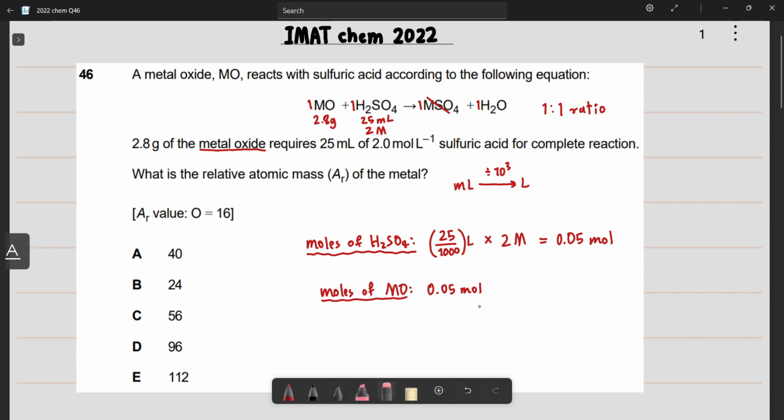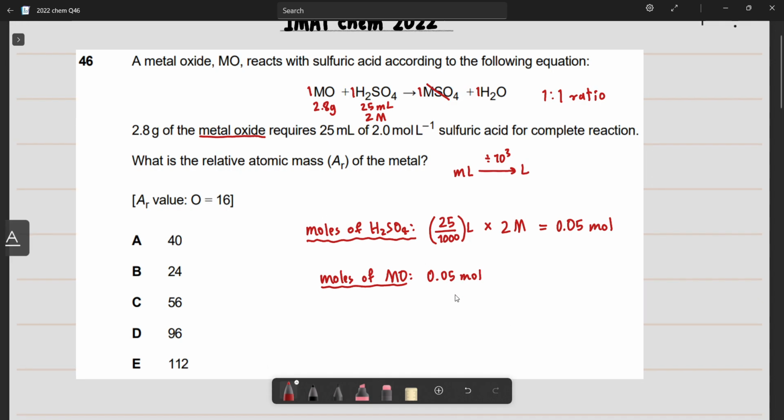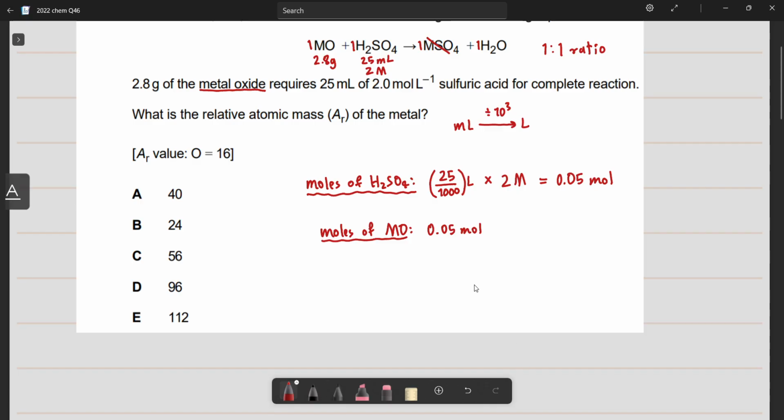It will be easy. Now I have the moles for metal oxide. With these moles, I have 2.8 grams. Easily, I know moles is equal to mass by Mr. So I'm going to simply rearrange this to find out the Mr, or we can say Mr. I'm going to switch places with moles to make the Mr the subject. So I've rearranged it, and this is the rearranged equation.